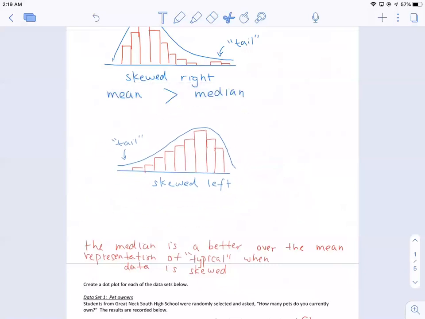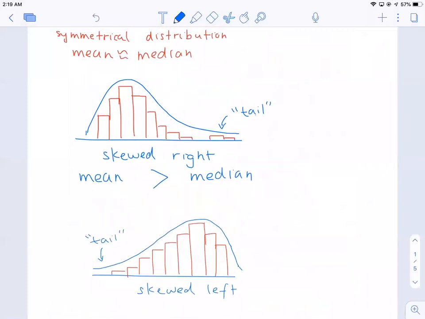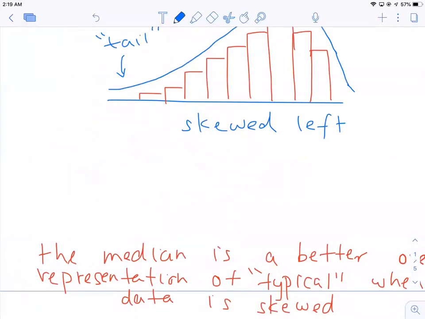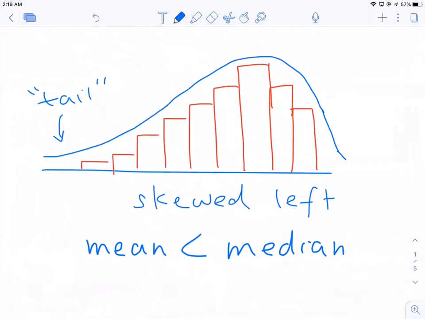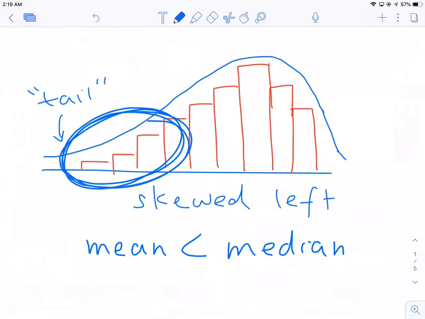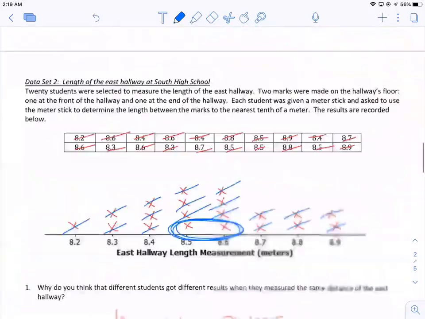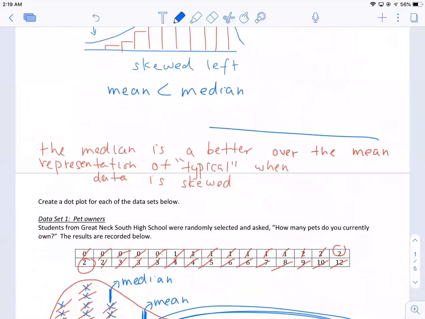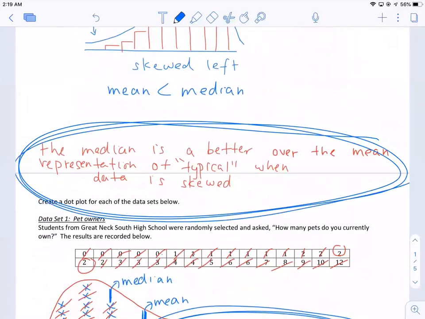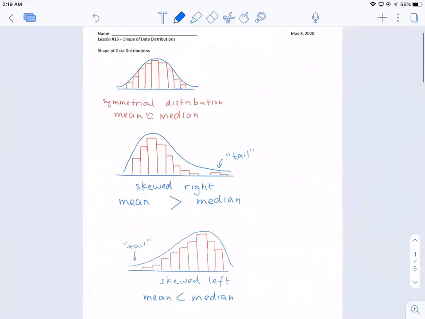As you could probably predict, based on what we did for skewed right, when it's skewed right, the mean is going to be greater. When it's skewed left, our mean is going to be less than the median. I'm hoping that makes sense. Again, we got these extra values here to the left, and that's going to pull the mean down to the left. And also, last bit, which we already wrote: the median is going to be a better representation than the mean whenever we're looking for something typical when the data is skewed. All right, so that's going to be it for today.